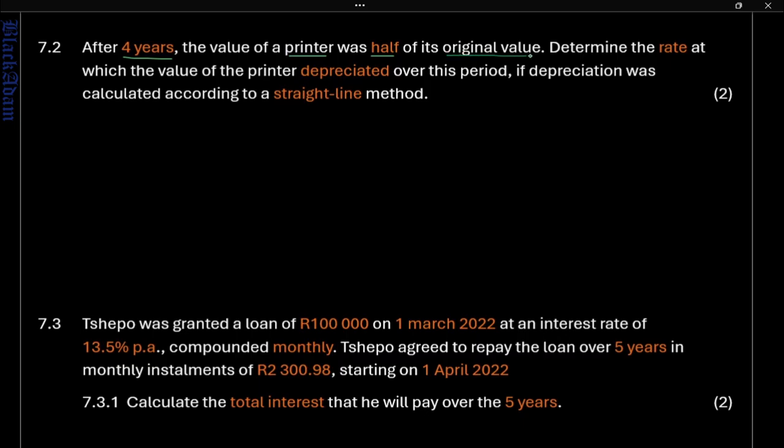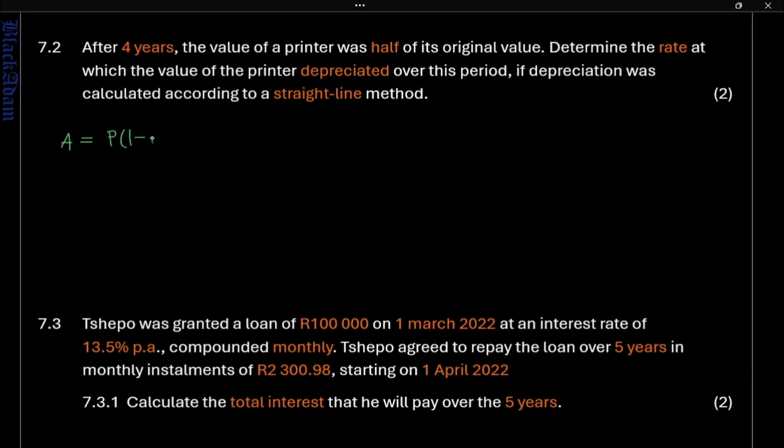A printer over 4 years depreciates to half its original value; determine the rate of depreciation. Straight line is not equal to reduced balance, so we have 2 methods. Reduced balance is more like compound interest decreasing. Straight line is where the value decreases evenly, not compounded in the reverse way. I don't think the compound interest equation applies here.